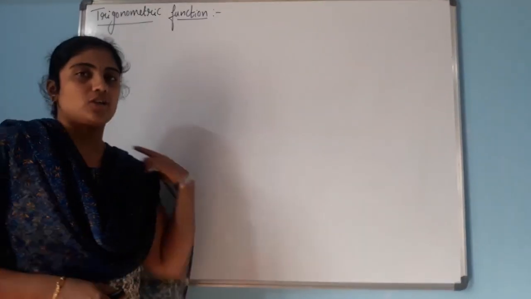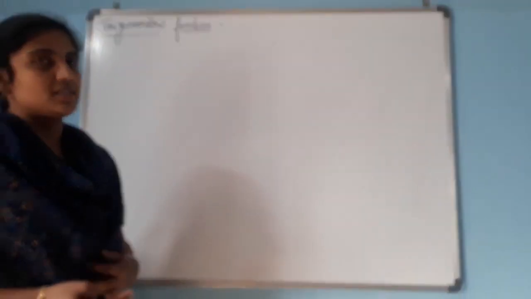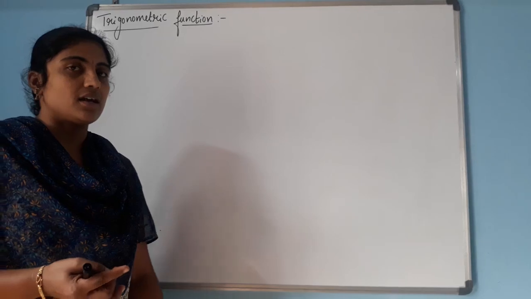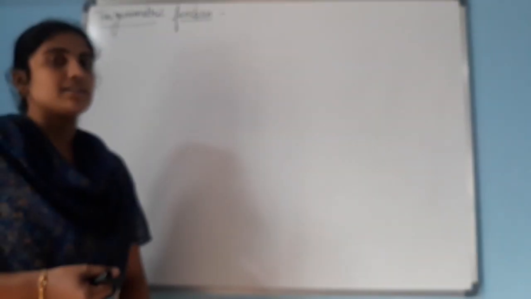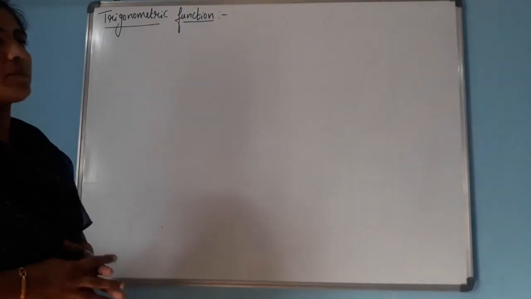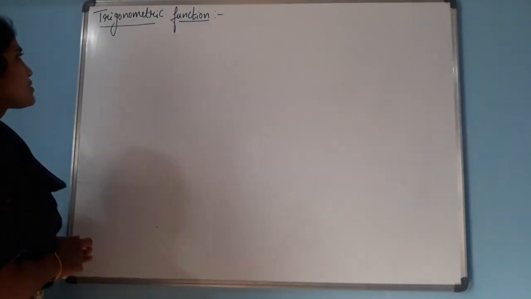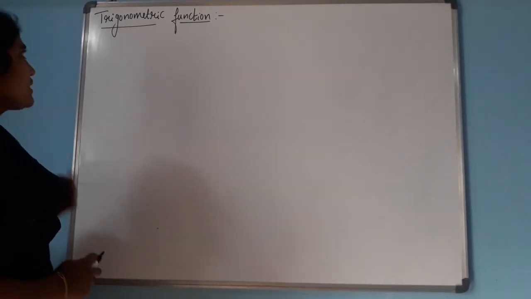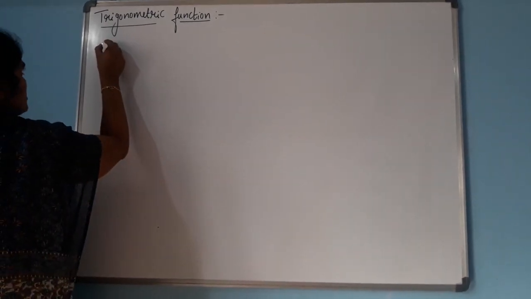Already you have studied the trigonometric functions. There are 6 trigonometric ratios: sin theta, cos theta, tan theta, cot theta, cosecant theta and secant theta. Here theta is the angle subtended at the center of the circle. Let us consider the 6 trigonometric ratios with their definitions.